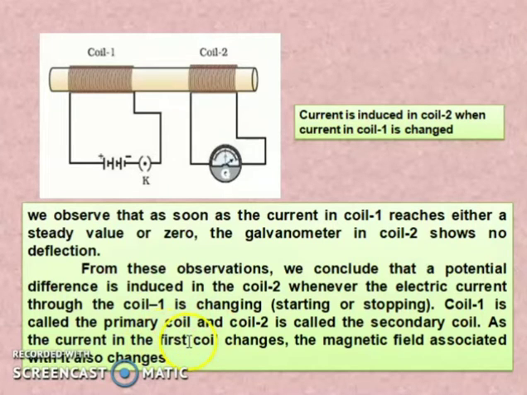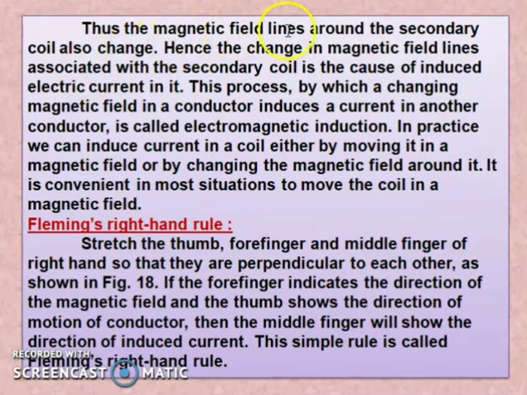As the current in the first coil changes, the magnetic field associated with it also changes. Thus the magnetic field lines around the secondary coil also change. Hence the change in the magnetic field lines associated with the secondary coil is the cause of the induced electric current in it. This process of inducing a current in one conductor by changing the magnetic field in another is called electromagnetic induction. In practice, we can induce a current in a coil either by moving it in a magnetic field or by changing the magnetic field around it.